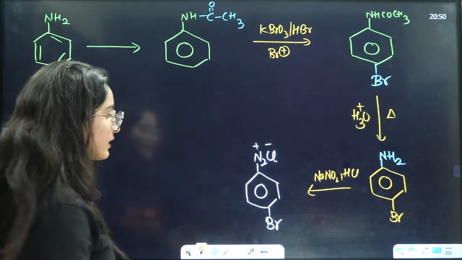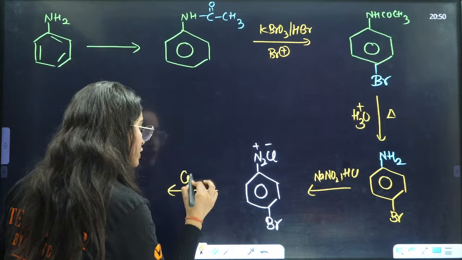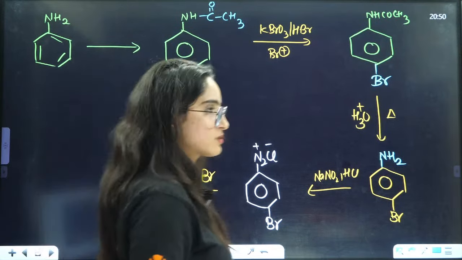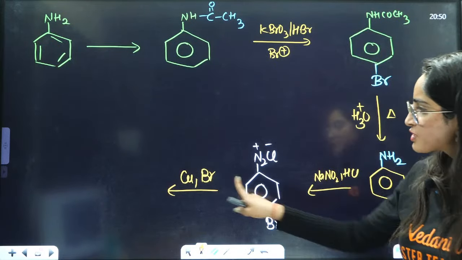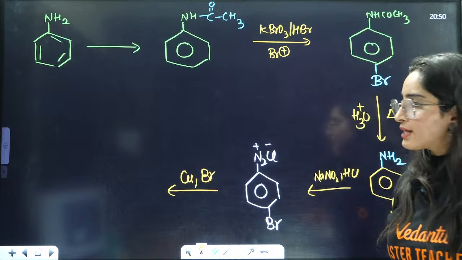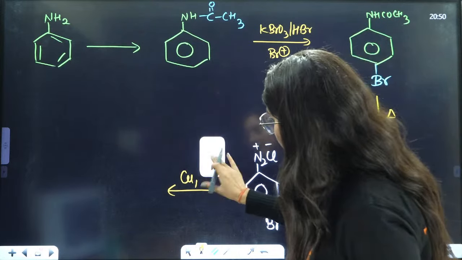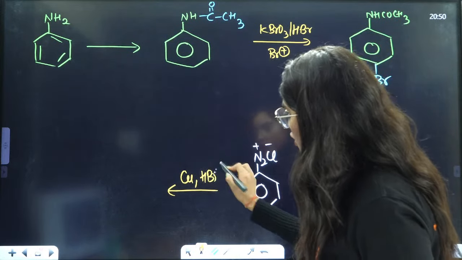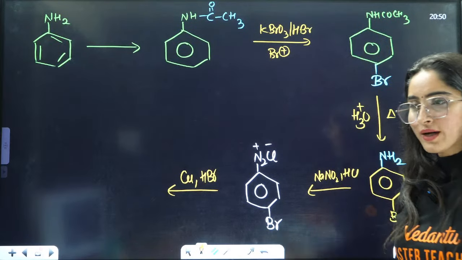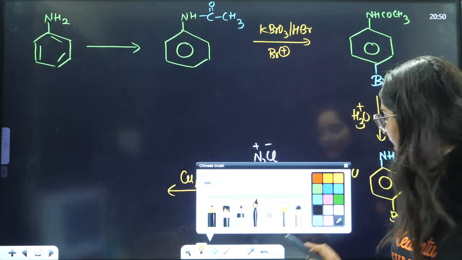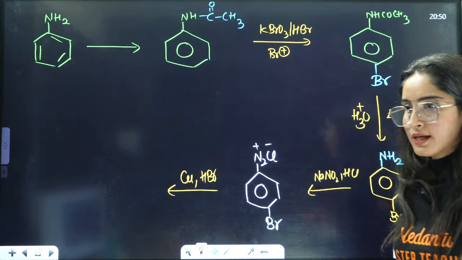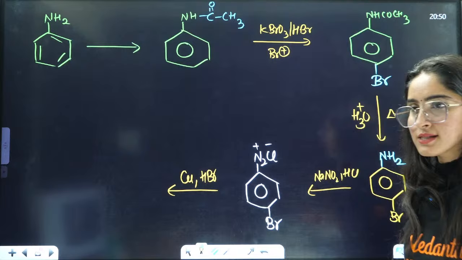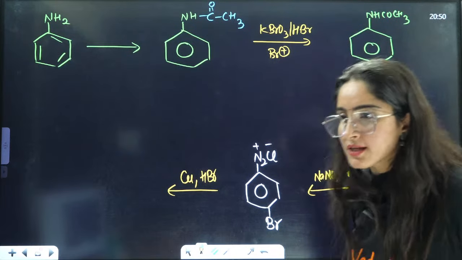Now, after this, they are saying you are adding CuBr. Now, let us see who can answer this. CuBr, what is this reaction called? In the diazonium salt, you are adding copper and HBr. What is this reaction called? Anybody in the chat box? Let me see if you remember this or not. What is the name of this reaction?